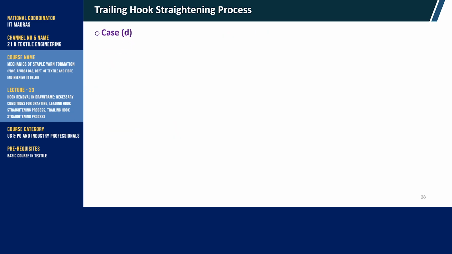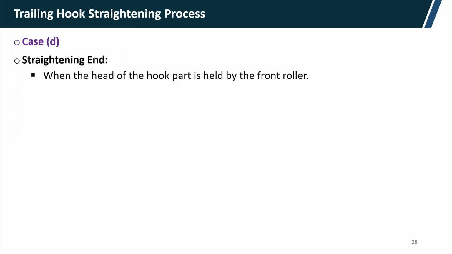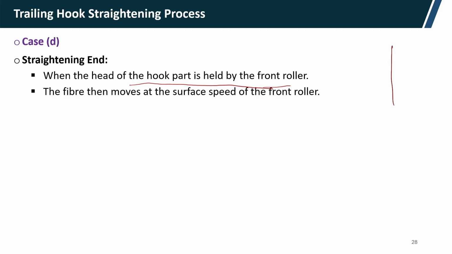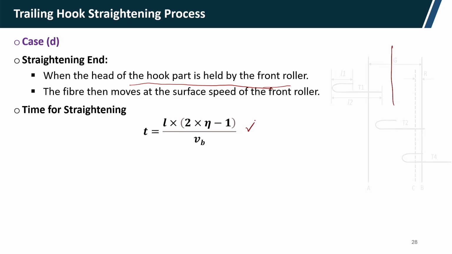Now, case D, where straightening ends. So, further straightening does not take place when the head of the hooked fiber is held by the front roller. That means, where the hooked portion is held by the front roller, the fiber then moves at the speed of the front roller, and the time for straightening can be derived here.